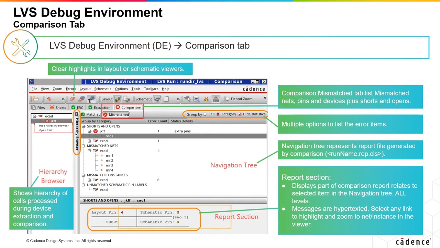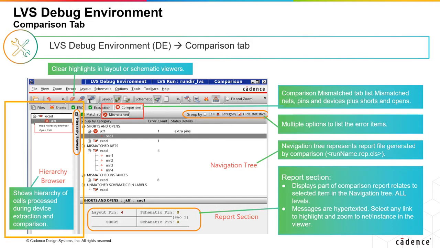The report section shows comparison report. You can select any item in the navigation tree to look at the part of the report, which relates to the selected item, in the report section at the bottom half. Messages in the report section are hypertexted. You can select any link to highlight corresponding net or instance in the design. When a net is highlighted in Layout Viewer, the link is highlighted by the same color. To clear all highlights, you can use the Clear All Probes button on the toolbar or use the menu option Error/Clear All.